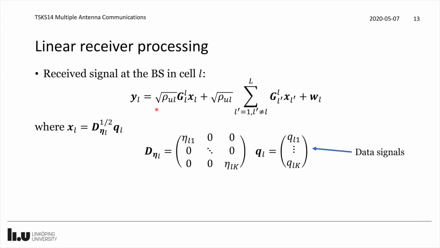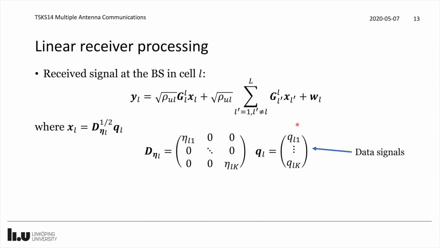We will now consider the uplink data transmission, and for the base station in cell L, we are receiving this signal that we defined earlier. And we have XL and XL prime, those are the signals transmitted by the users. And we now would like to select them to contain data. And we say that XL is selected as QL multiplied with the diagonal matrix here. QL contains QL1 to QLK. These are the data signals transmitted by the users in cell L, from user 1 to user K. And it's a K-dimensional vector.